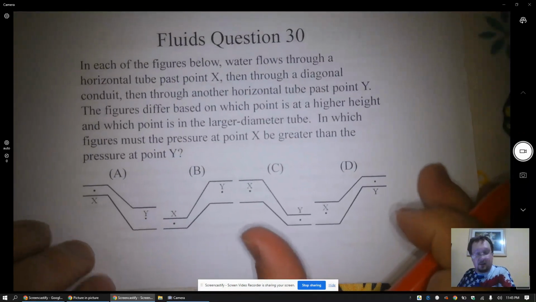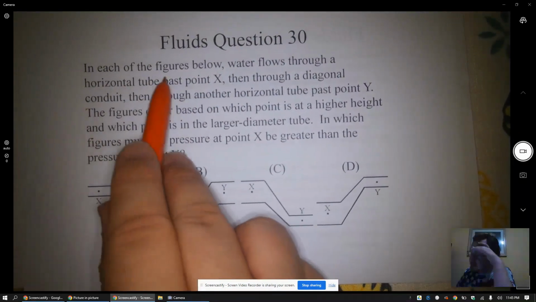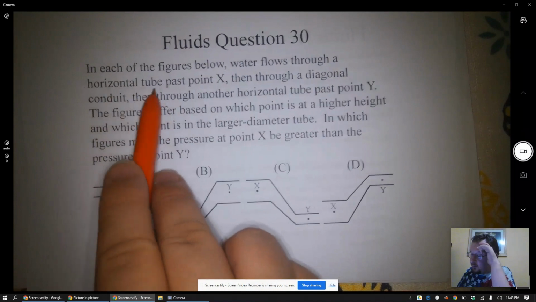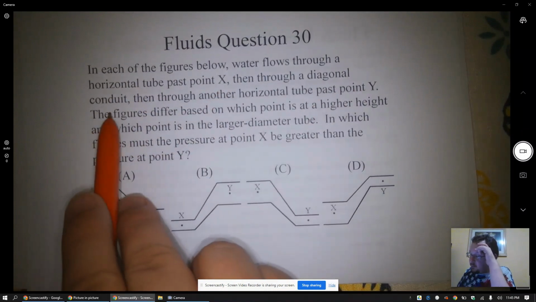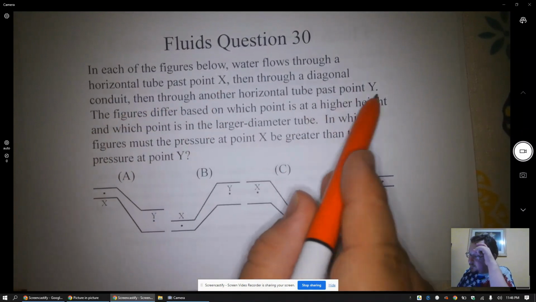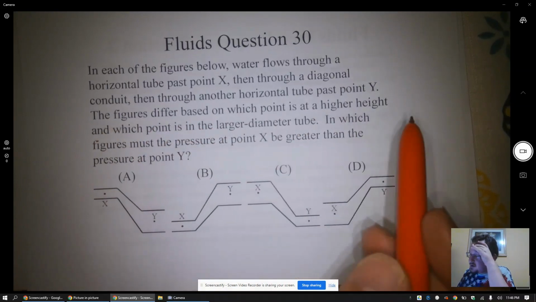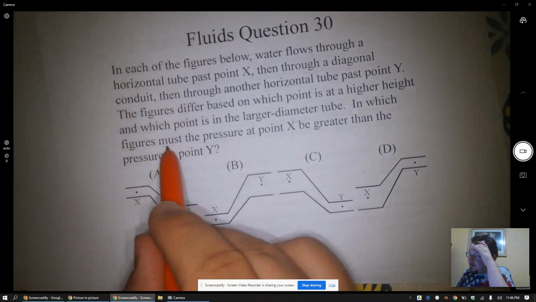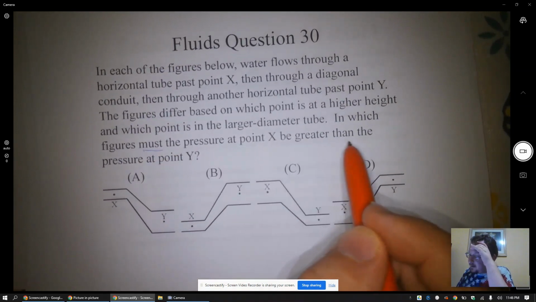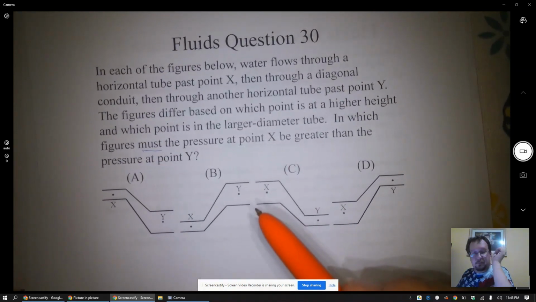All right, and finally, the last multiple choice question. In each of the figures below, water flows through a horizontal tube past point X, then through a diagonal conduit, and then through another horizontal tube past point Y. Figures differ based on which points of the higher and larger diameter tube. Must the pressure at point X be greater than the pressure at point Y?